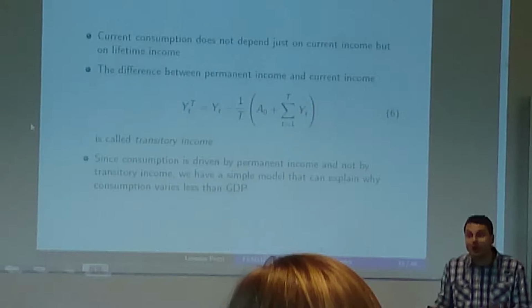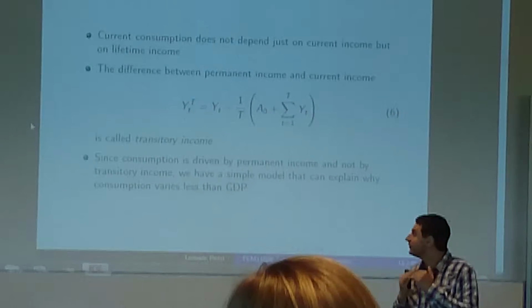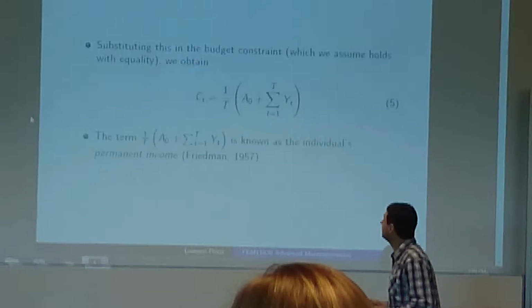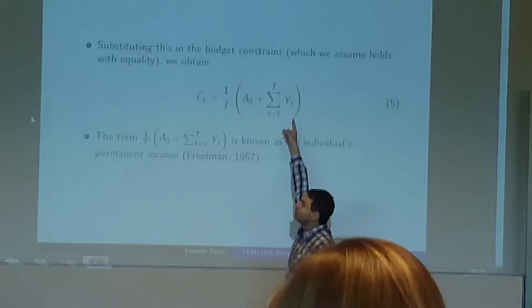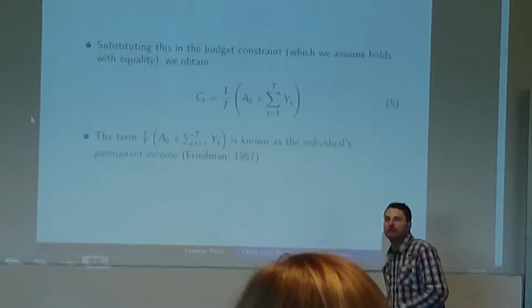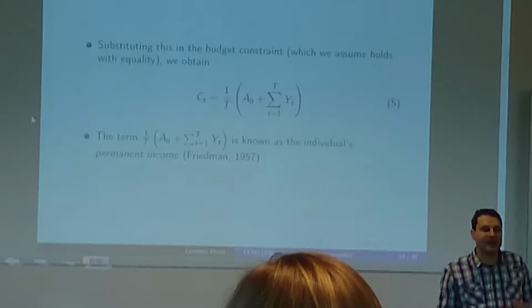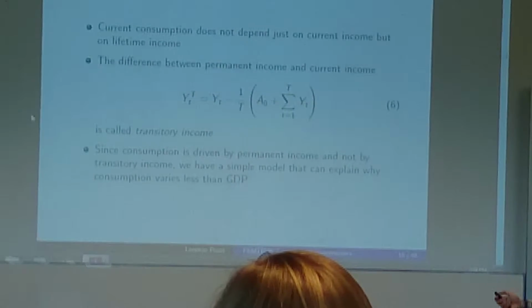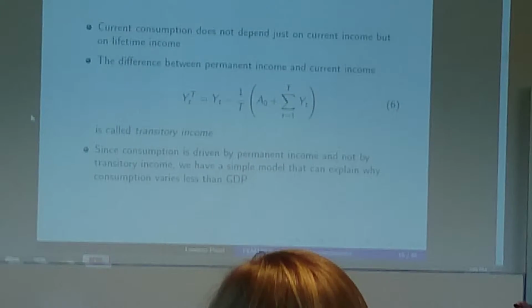Now, conclusion. According to the permanent income hypothesis, consumption depends not on current income. Current income would be just I_T, but it depends on this sum, this average of current and future income. This we call permanent income.